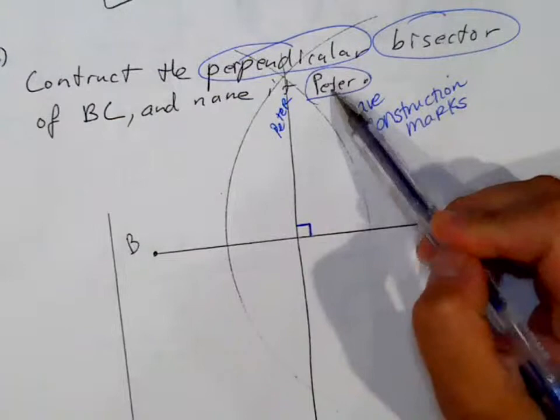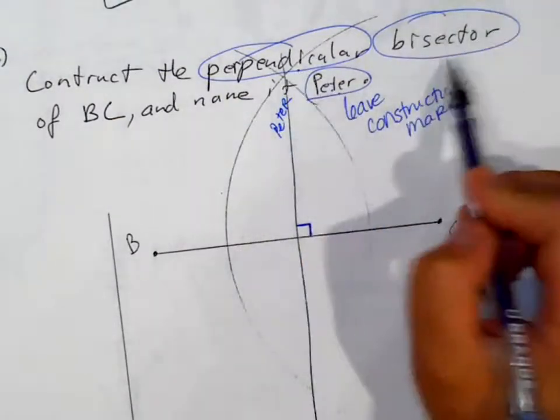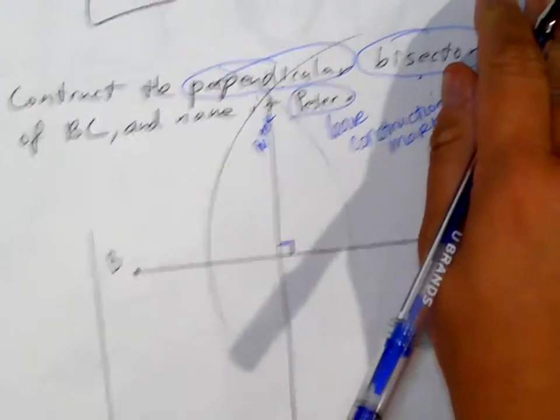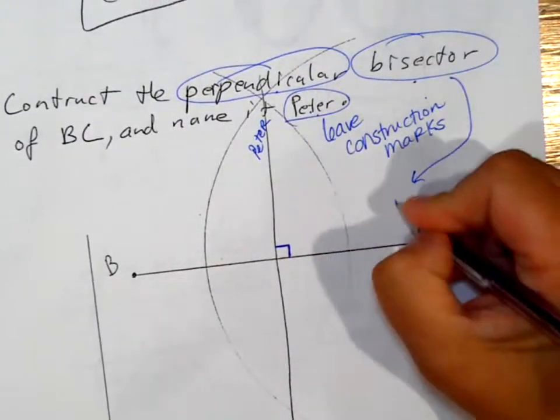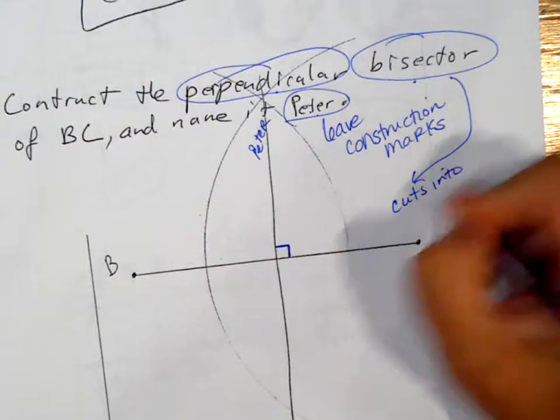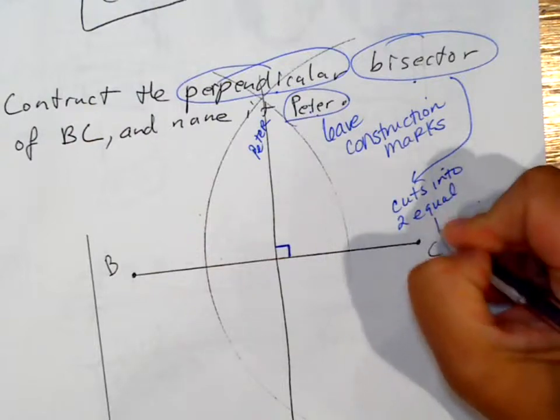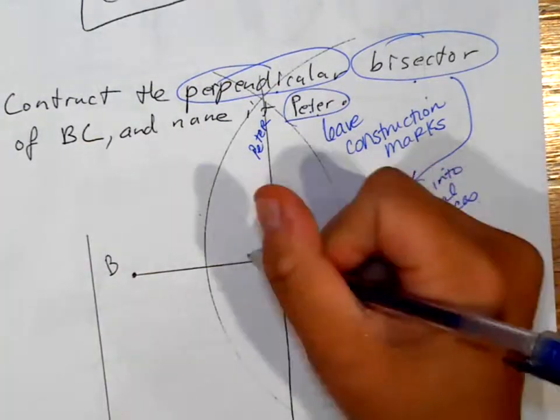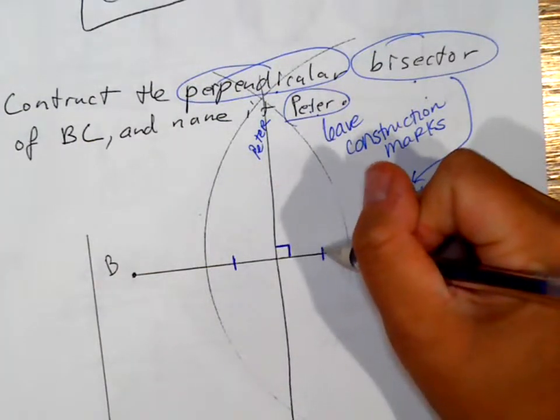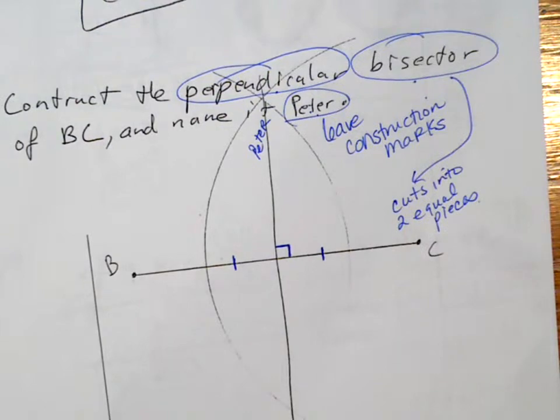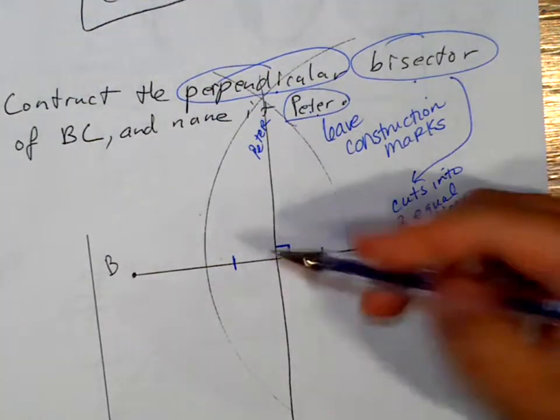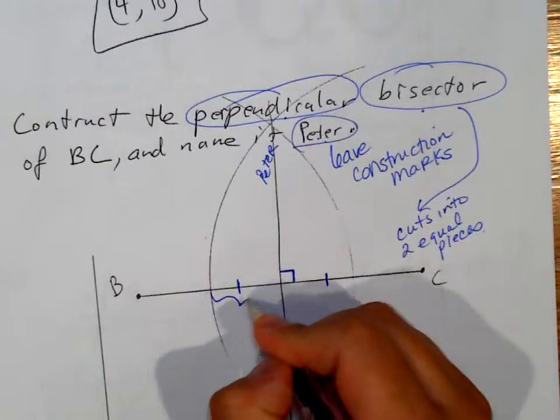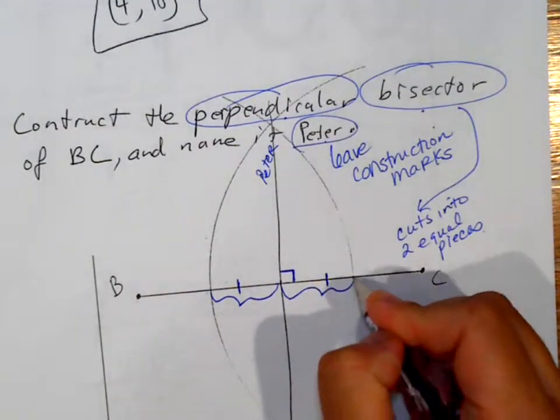So we've addressed Peter, we've addressed the perpendicular. We need to address the bisector. Remember, bisector means that it cuts it into two equal pieces, which means in the middle of these, make sure you make your little hash marks, which show that it's congruent. That shows that this piece right here is equal to this piece right here.